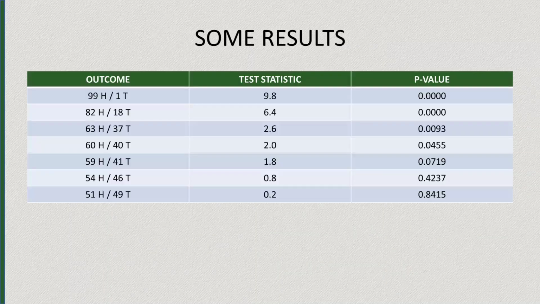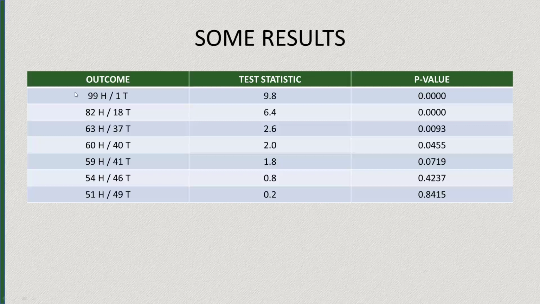Here's a table of some other possible outcomes. If you're still shaky on computations, you might pause the video here and see if you can get one or two more of these results. But I'll go ahead and focus on what this table is telling us. Basically, we're looking at a set of possible outcomes we could have gotten, the test statistic associated with each, and the p-value.